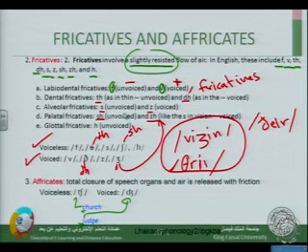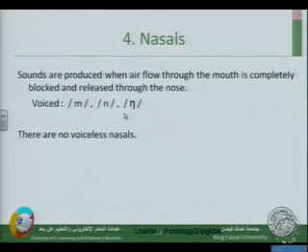Okay, ch is voiceless. J, judge, j is voiced. Okay, and they are affricates. Notice, do not mix up between the fricatives and affricates. Okay, let us move on.